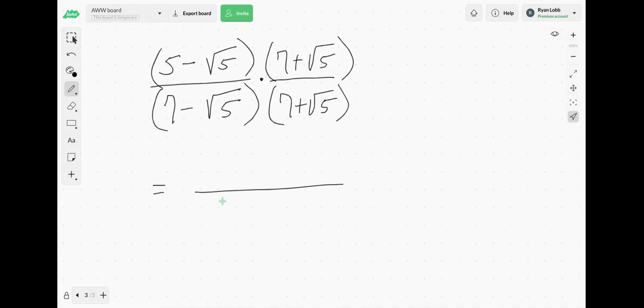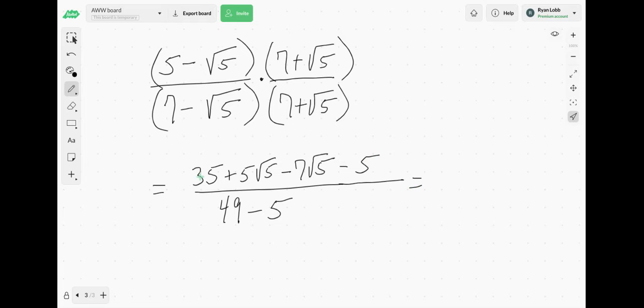Seven times 7, 7 root 5 minus 7 root 5 cancels. Minus, negative times positive, root 5 times the square root of 5, 5. Up top, make sure we do 5 times 7. 5 times the square root of 5. 7 times negative root 5, minus 7 square root of 5. And then lastly, negative square root of 5 times positive square root of 5 would be minus 5.